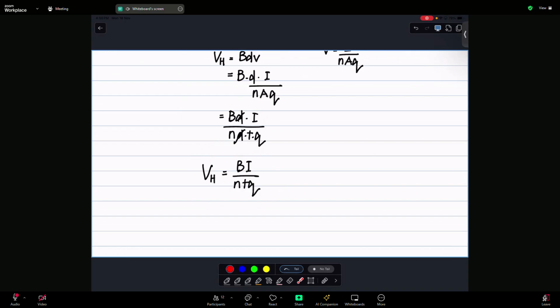Now, sometimes the Hall voltage is too small to register. Can you tell me what changes can I do to my setup so that the Hall voltage is higher? Yeah, you can use greater current. You can use a thinner wire, or you can use a material with smaller charge carrier density. Smaller charge carrier density.